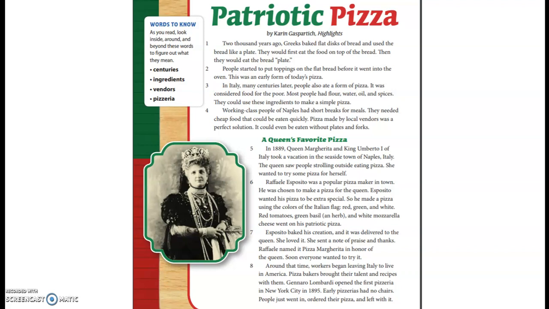Rafael Esposito was a famous pizza maker in town. He was chosen to make a pizza for the queen. Esposito wanted his pizza to be extra special, so he made a pizza using the colors of the Italian flag, red, green, and white. Red tomatoes, green basil, which is an herb, and white mozzarella cheese went on top of his patriotic pizza. Esposito baked his creation and it was delivered to the queen. She loved it. She sent a note of praise and thanks. Raphael named it Pizza Margherita in honor of the queen.